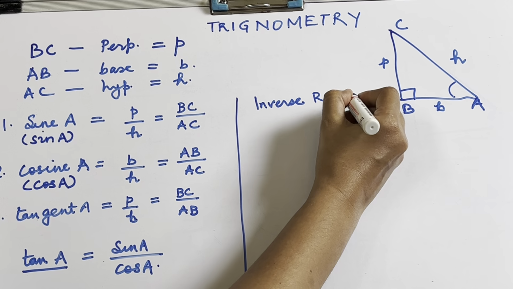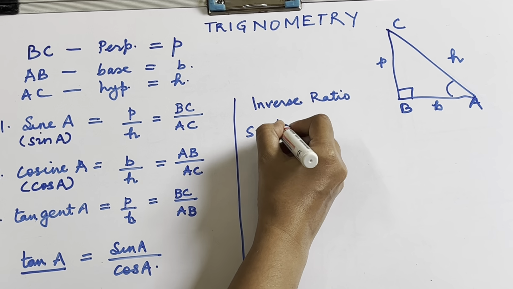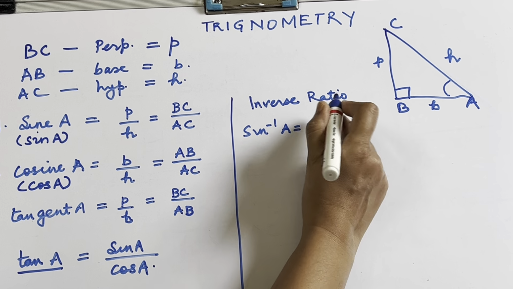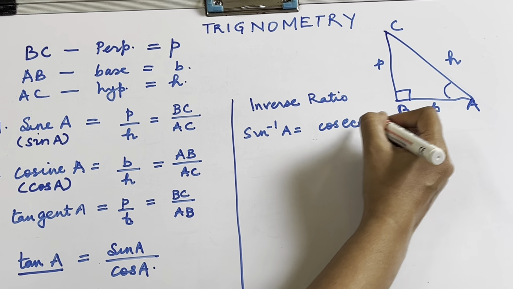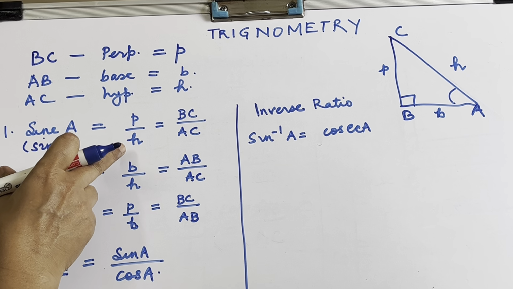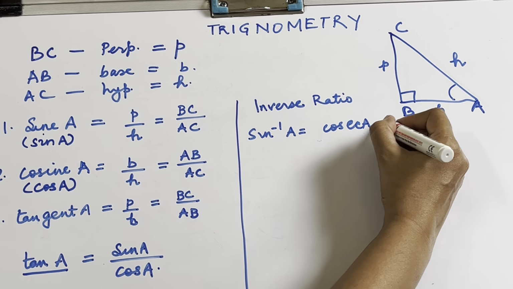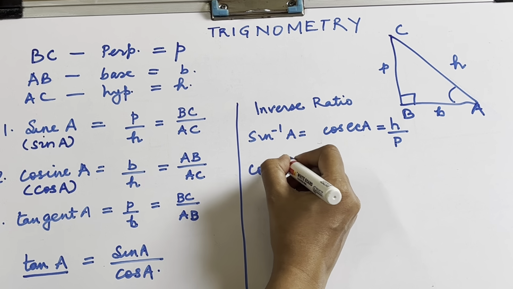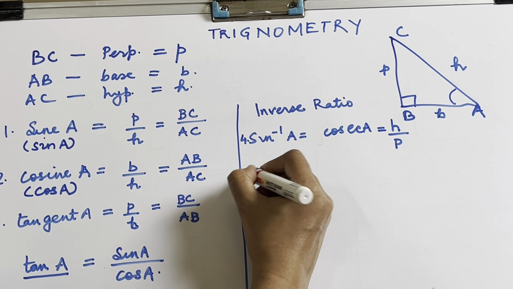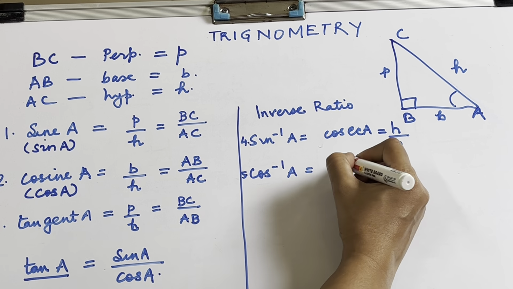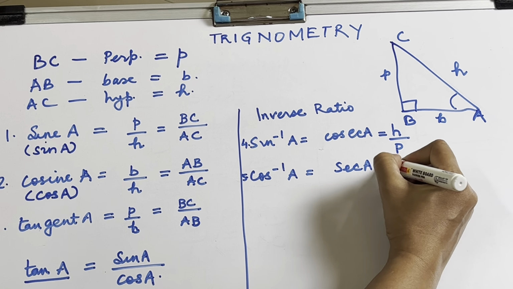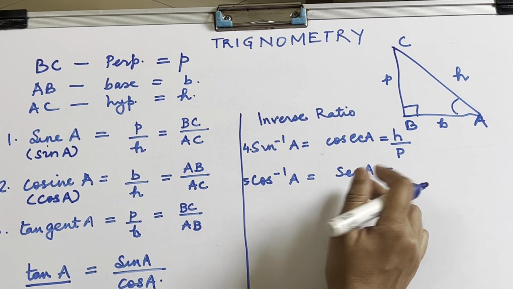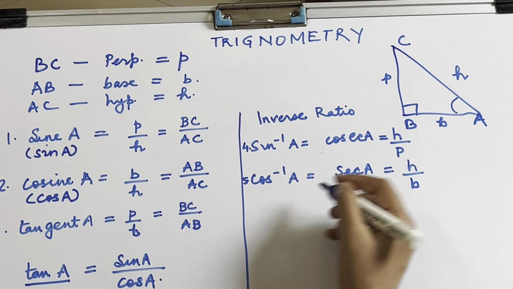So the inverse ratios are: the inverse of sin A is known as cosec A. As you can see, sin A is perpendicular upon hypotenuse, so cosec A will be hypotenuse upon perpendicular. The inverse of cos is our fifth ratio. Inverse of cos A is known as sec A. Cos A is B upon H, so sec A will be H upon B.